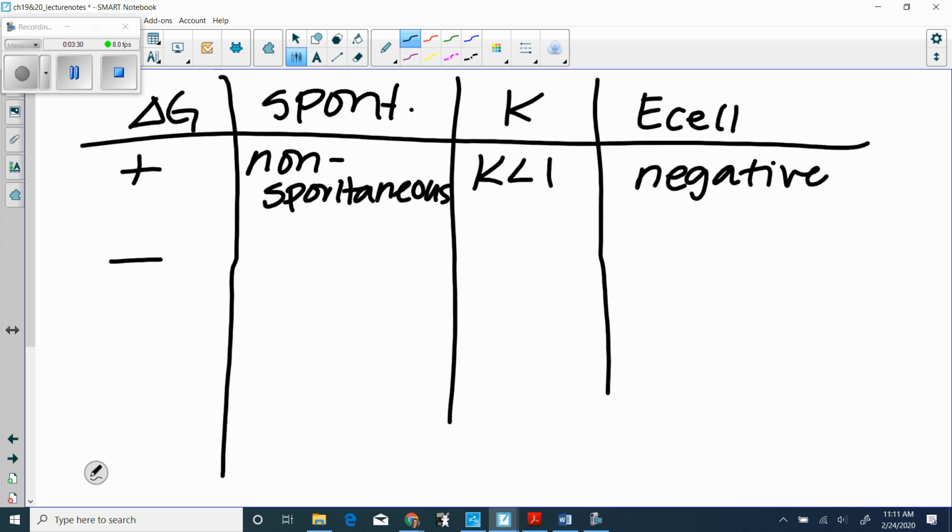If delta G is negative, that's going to be spontaneous. Look at all the stuff I made. I didn't have to do anything. So K is going to be greater than 1. That means it lies right. Look at all of these products. Also, remember that doesn't mean rate. It's not kinetics. It doesn't tell us how fast. Dinosaur poop turns into diamonds. K is like 10 to the 47, but it's not fast. E cell is going to be positive.